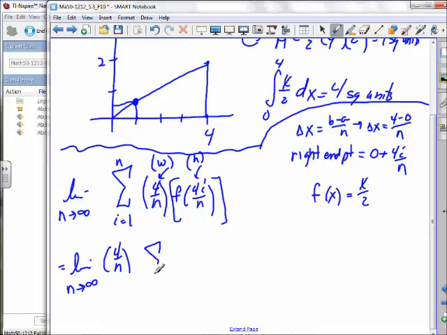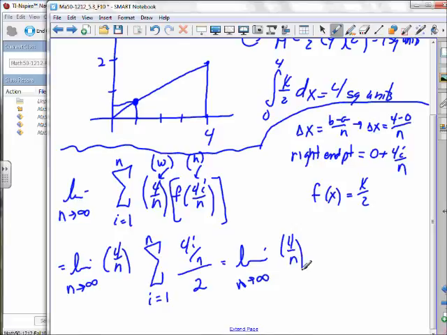So now I have the summation as i goes from 1 to n of f of 4i divided by n, which means I have 4i divided by n divided by 2. Well, that's the limit. I have to admit my limits get a little scratchy there. I think you can read them. If you have the same problem with writing that out, I accept it, okay? 4 divided by n, summation as i goes from 1 to n.